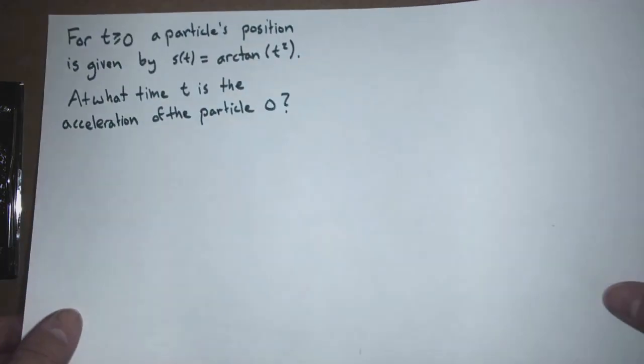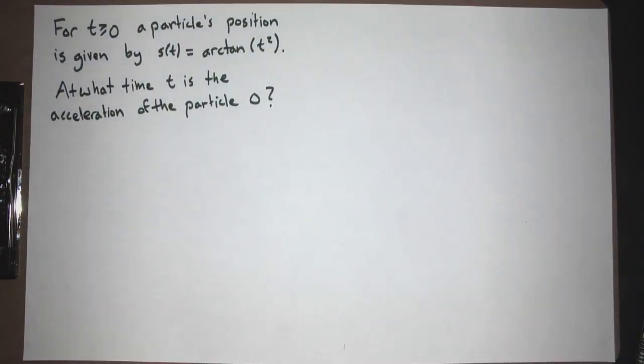Good. Then I have a question. For t greater than or equal to 0, a particle's position is given by the function arctangent of t squared. At what time t is the acceleration of the particle 0? The 4th root of a third.